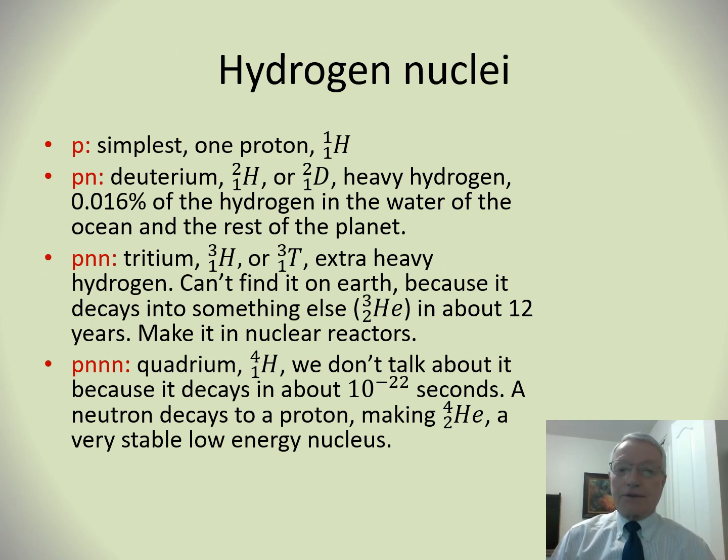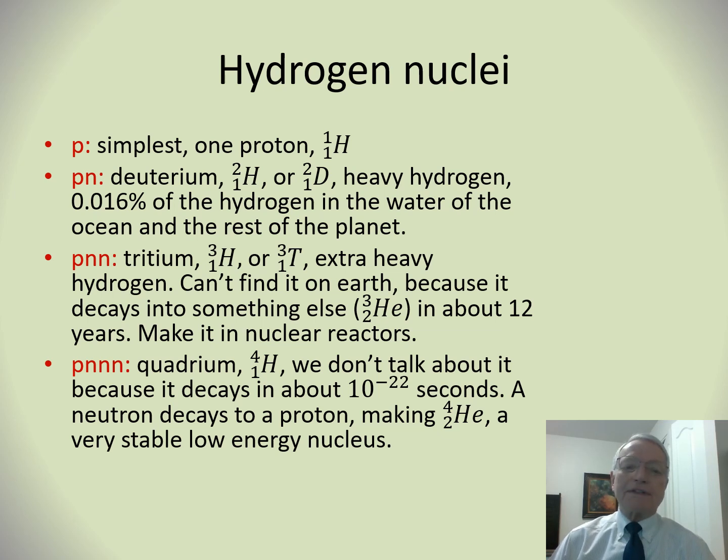So this is hydrogen. Let's talk about all the ways you can make hydrogen. The simplest way and the most abundant way is to just have a proton. That's 1H1, and most of the hydrogen in the universe is in this state. But that's not the only way. You can also put a neutron together with that proton, and that's 2H1, or heavy hydrogen, deuterium we call it.